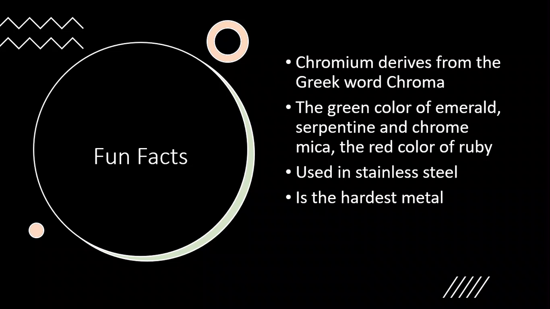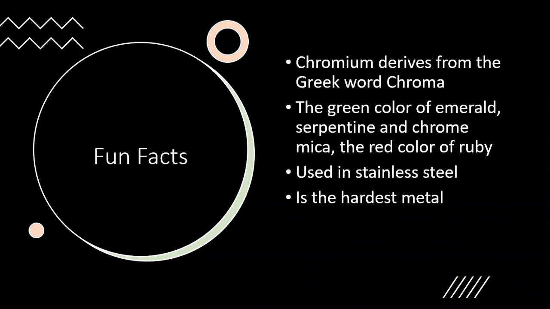Chromium is used in stainless steel. This is because chromium doesn't rust, and once you polish chromium, it stays really shiny, and it's just better to use that for utensils. It is also the hardest metal on the periodic table. It does not rust, which I said.